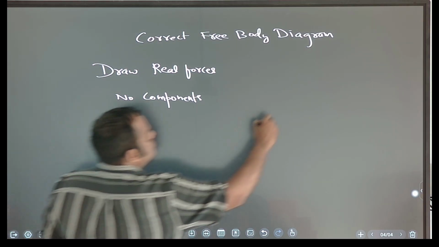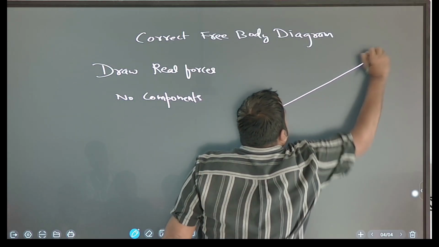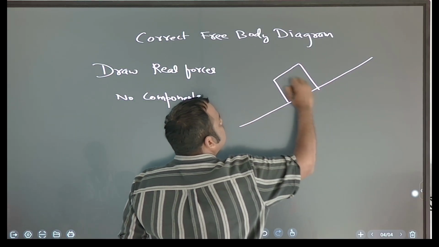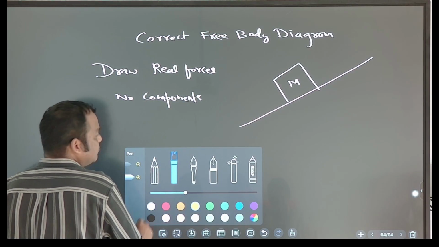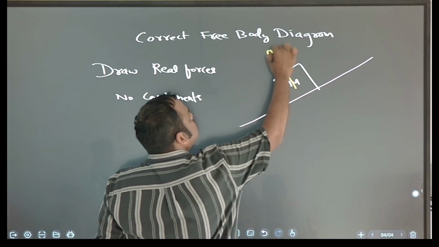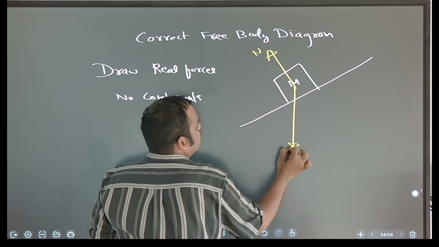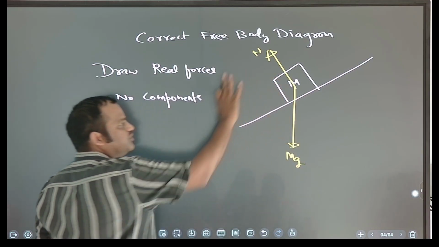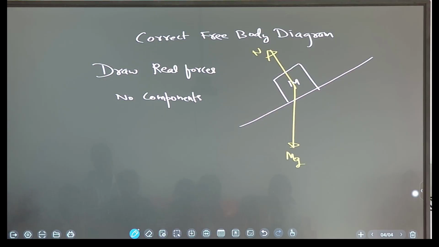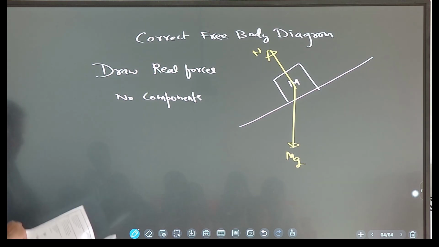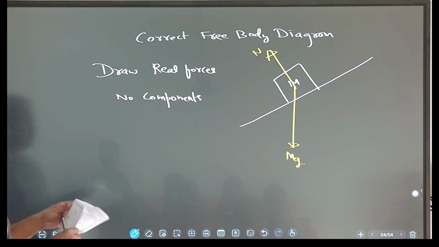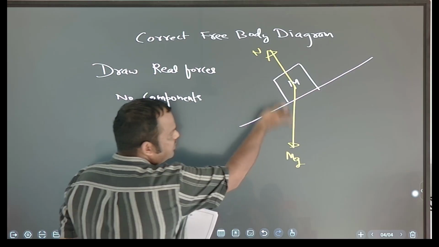Suppose this is the inclined plane, this is the block. So what are the real forces? Normal and mg, only these two, okay, correct. How many forces? Two forces. This is question number 10, only two forces. So this is the correct diagram.